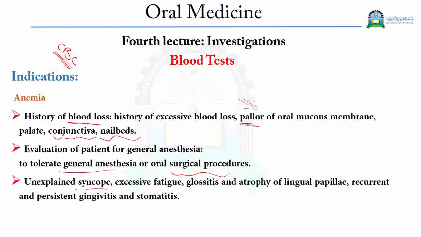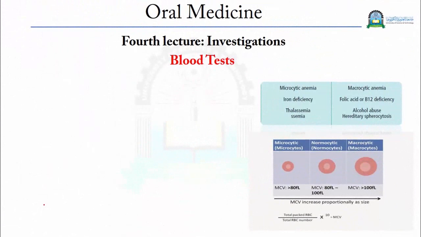Unexplained syncope, excessive fatigue, and also glossitis and atrophy of the lingual papillae, as we mentioned in the clinical examination, and also when your patient complains of recurrent persistent gingivitis and stomatitis, you should order CBC. So your patient might have anemia.